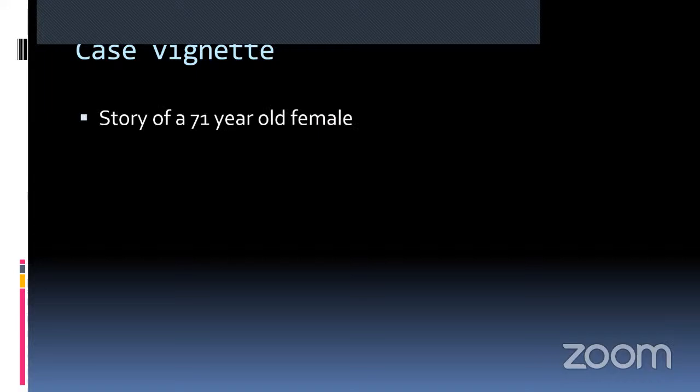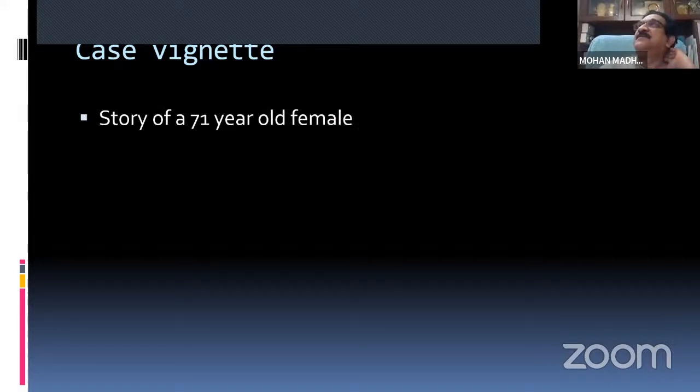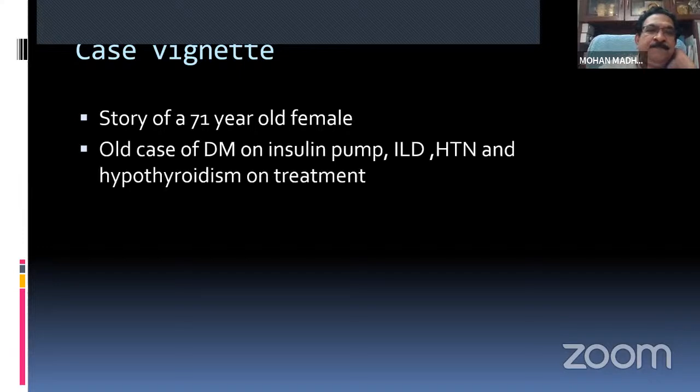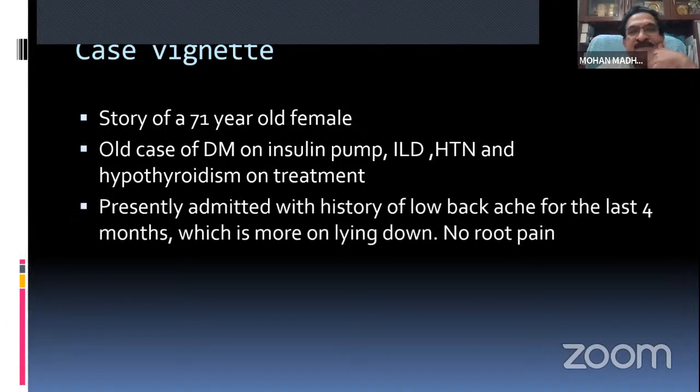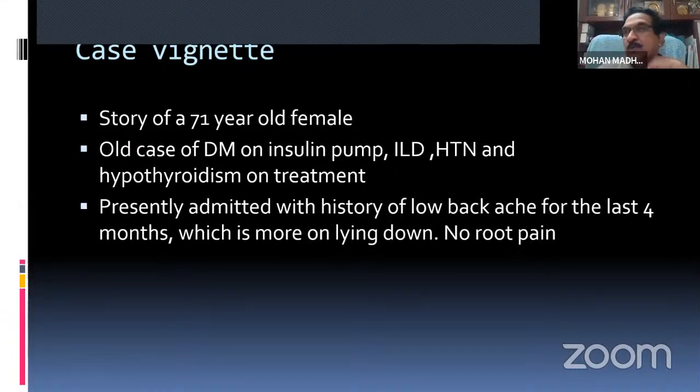Okay, so I'll go to another patient. We have time for one more patient. Story of a 71-year-old female, an old case of diabetes mellitus on an insulin pump, interstitial lung disease, hypertension, and hypothyroidism on treatment. Presently admitted with a history of low backache for the last 4 months, which is more on lying down, but there is no root pain.